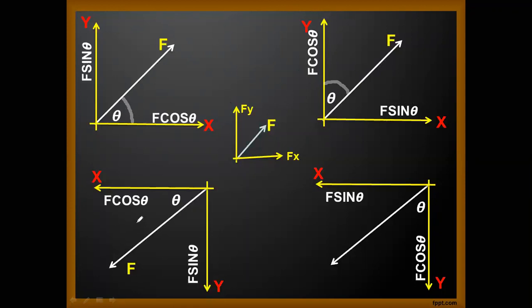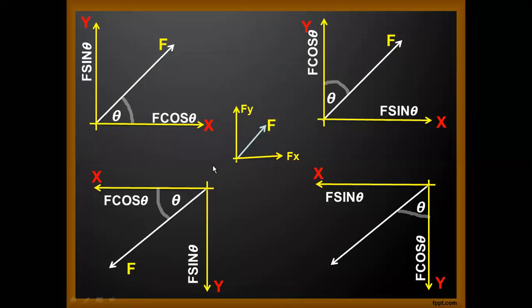Alright. Same way, here are some more examples. Here you see the force has been made in the third quadrant. Here the theta has formed with respect to the horizontal axis. Therefore, the horizontal component is f cos theta, and the vertical component is f sin theta. In the same way, in the third quadrant, the theta has been formed with respect to vertical. So the horizontal component is f sin theta and the vertical component is f cos theta.